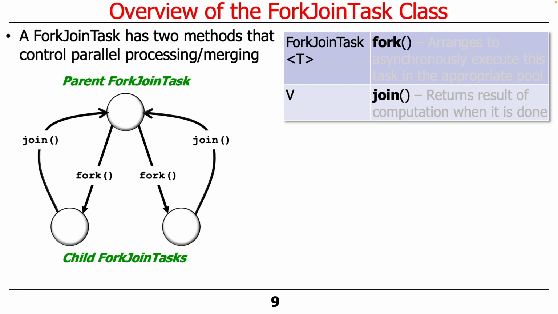The ForkJoinTask class has two methods that are used by you and/or the framework to control parallel processing and merging. And those methods, surprise, surprise, are fork and join. We're going to look at a little diagram here to help make this more clear. You can see there's some parent ForkJoinTask, which is going to create child tasks, and it will then fork them. And when they're forked, they are given the opportunity to run in parallel. And then when they're done, the parent will join them and get the results back. So that's fork and join.